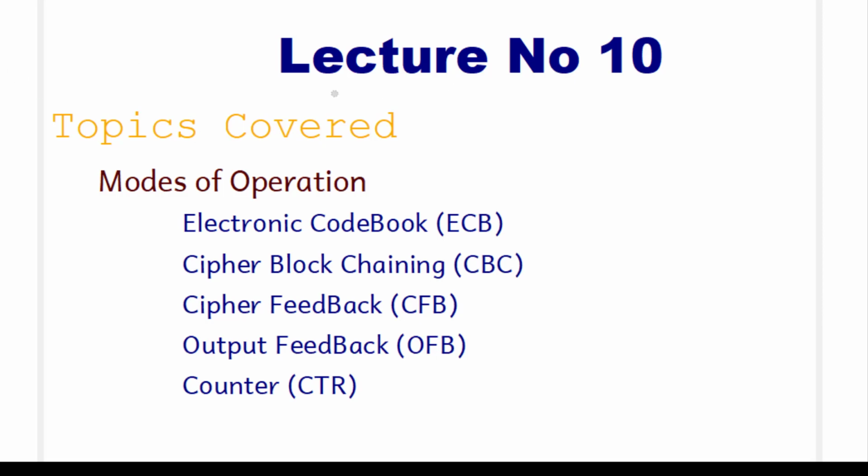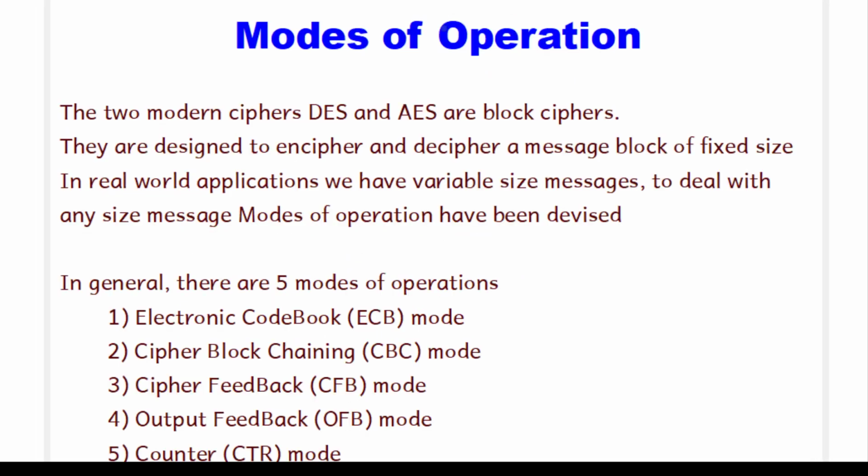In this particular session, lecture number 10, we'll study the topic modes of operation. In modes of operation we have 5 subtopics. The first one is electronic code book ECB, then second is cipher block chaining CBC, then cipher feedback CFB, output feedback OFB, and counter CTR. Now what is the meaning of modes of operation?